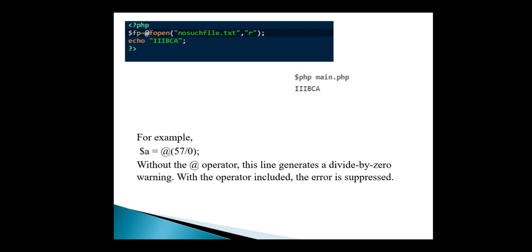You can see the same file I am trying to run, but the warning message is not displayed. For example, $a equals at 57 divided by 0. Without the at operator, this line generates a divide by 0 warning. With the operator included, the error is suppressed. So while using this at operator, the error will be hidden. Okay, so this is the use of the error suppression operator. For internals there will be the question, what is the error suppression operator?